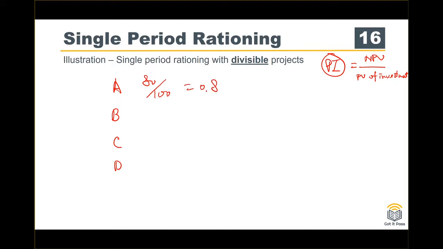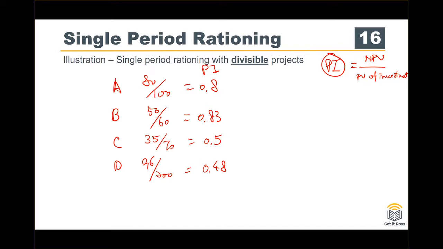For B, 50 is the present value, divided by 60, which is the initial investment. So it is 0.83. And for C, 35 divided by 70, the investment. So it is 0.5. And for D, 96 divided by 200, so it's 0.48.